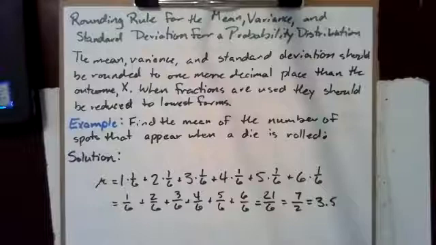For example, find the mean of the number of spots that appear when a die is rolled. We take mu equals 1 times 1/6 plus 2 times 1/6 plus 3 times 1/6 plus 4 times 1/6 plus 5 times 1/6 plus 6 times 1/6. That's 1/6 plus 2/6 plus 3/6 plus 4/6 plus 5/6 plus 6/6. And that's equal to 21/6, or 7/2, which reduces to 3.5. There is our mean, 3.5.